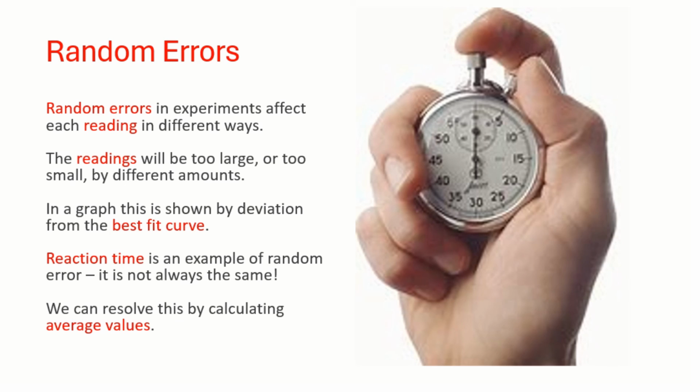So there you go. We've got two types of errors, random and systematic. And your job is to think about experiments that we've been doing and try and designate whether those errors or any issues with the experiments are systematic or random.